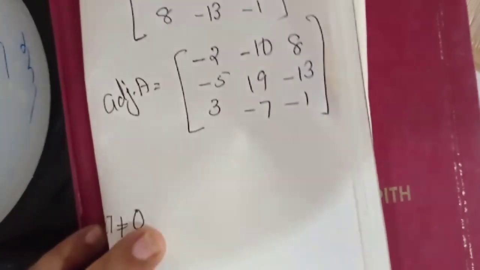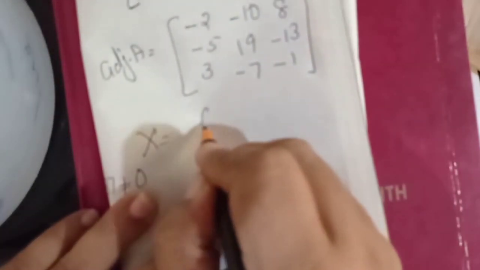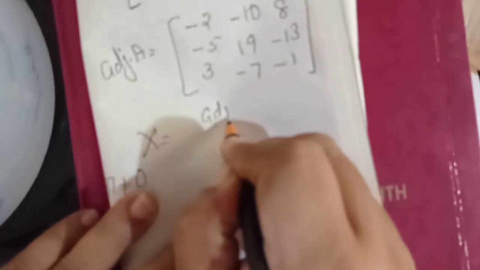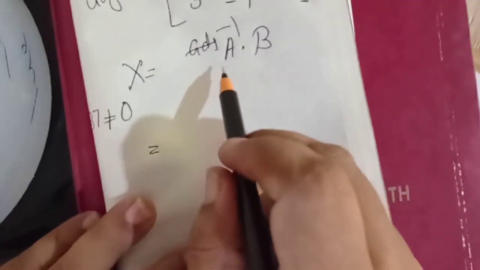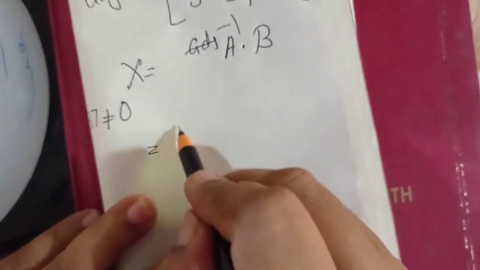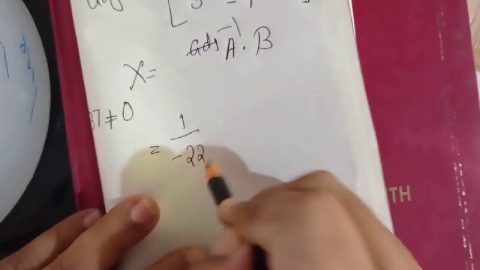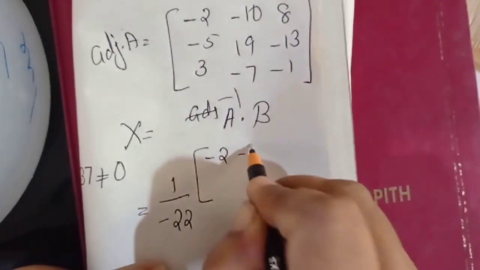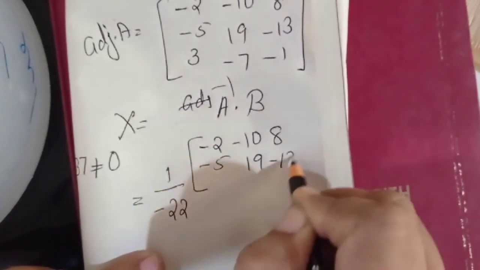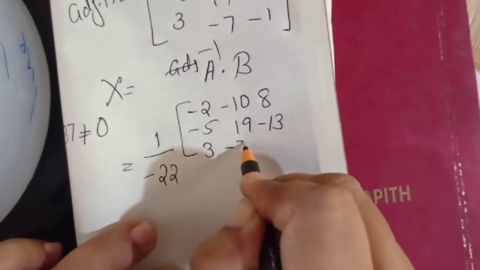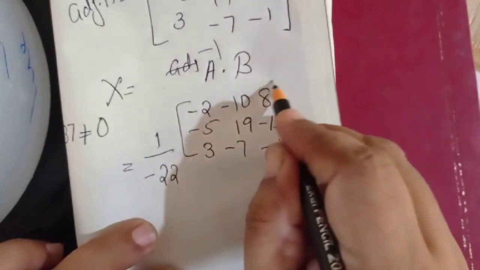That is adjoint. Then what is X equal to? X means adjoint A by determinant, or A inverse into B. A inverse is 1 by minus 22 into this matrix: minus 2, minus 10, 8, minus 5, 19, minus 13, 3, minus 7, minus 1.